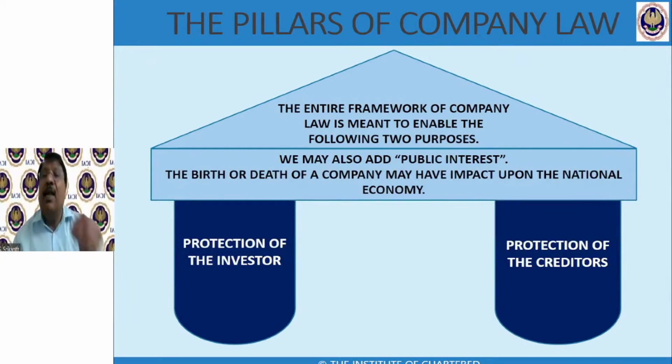So anything that a company does which is not good for the public interest, the central government has the right to come in and ask, what are you doing? You will see that also. The birth or death of a company may have an impact upon the national economy. There are companies like this, so the central government has been given powers.